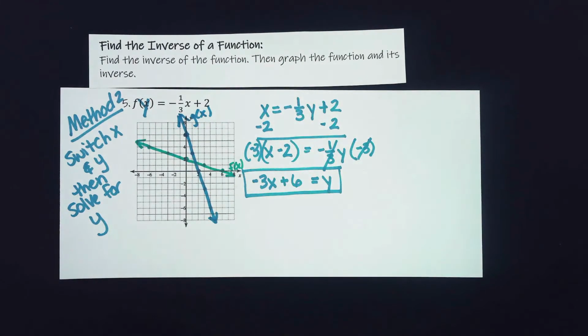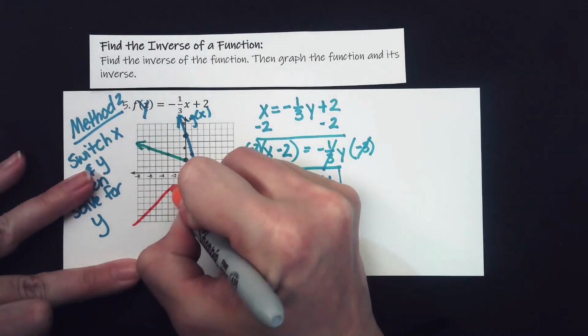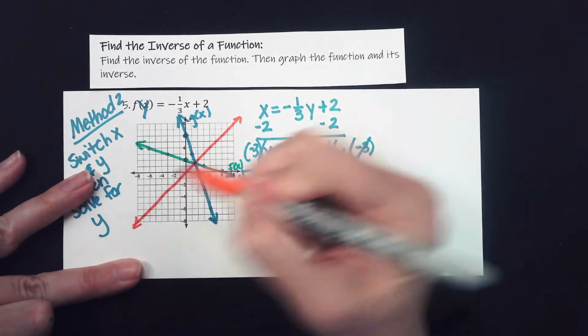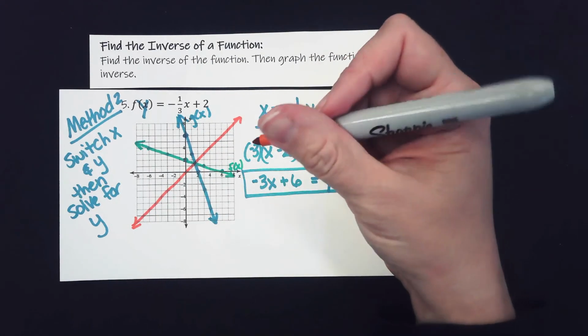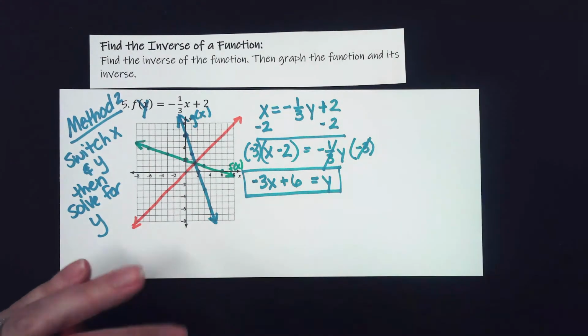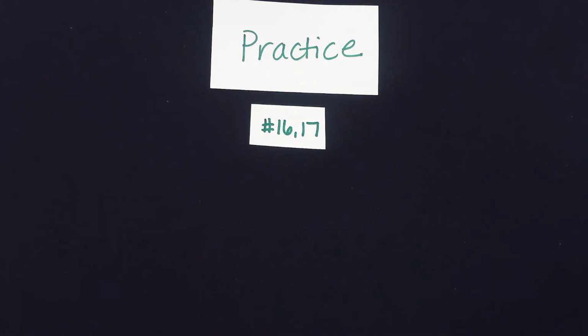Now again, I told you if you graph that line y equals x, it goes through 0, 0 with a slope of 1. Those are reflected over that line. Okay, so now go to your practice and do problems number 16 and 17, then move on to the next video.